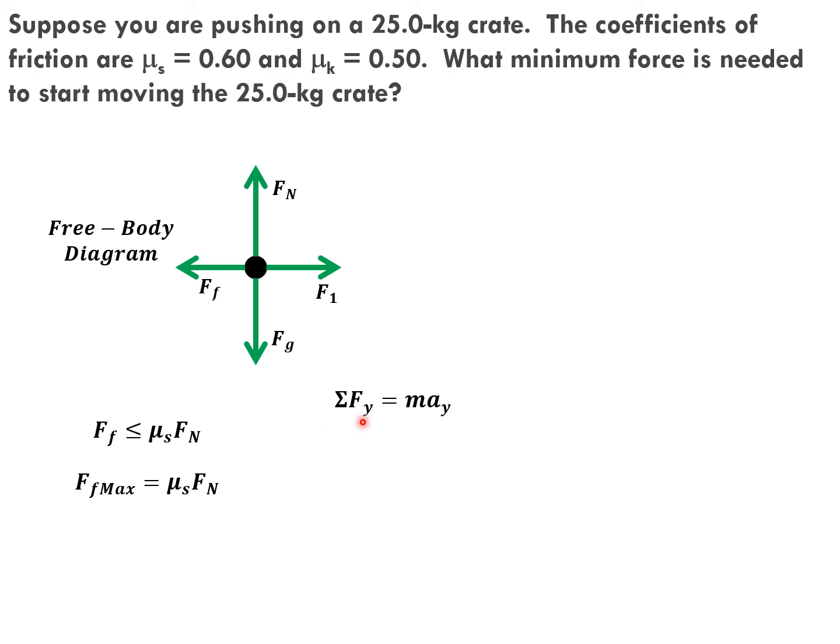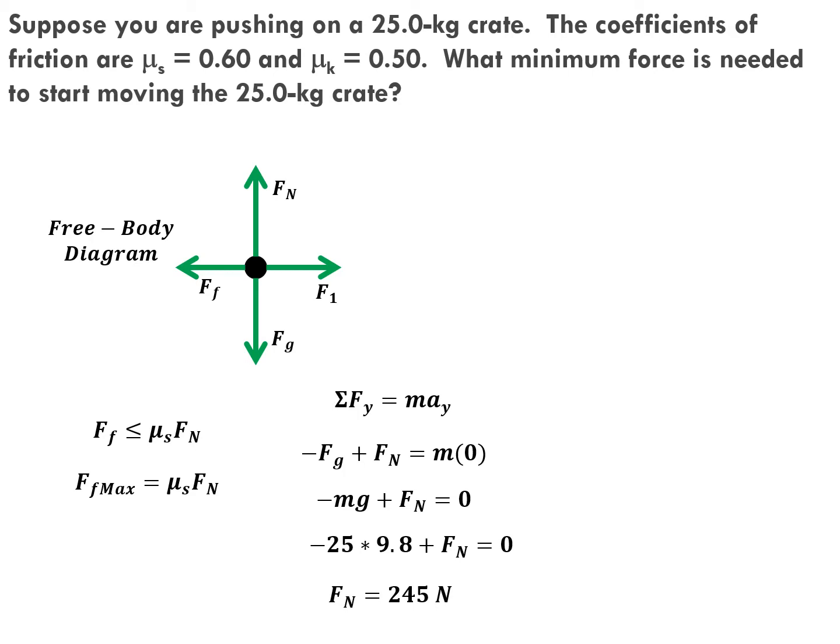So we look at the net force in the y direction. Net force in the y direction equals mass times acceleration in the y direction. We've got a downward force of gravity, so it's going to be negative. We've got an upward force of normal force, so it's positive. That's going to be equal to mass times acceleration. Well, it's moving horizontally. It's not going to be moving vertically, so there's no acceleration vertically. We go ahead and plug this in. The mass times gravity is going to be the force of gravity, and we get 25 times 9.8. Take that to the other side. We get 245 newtons for the normal force.